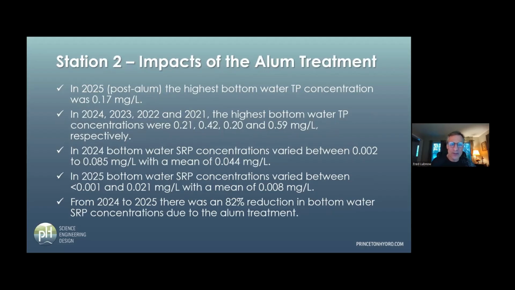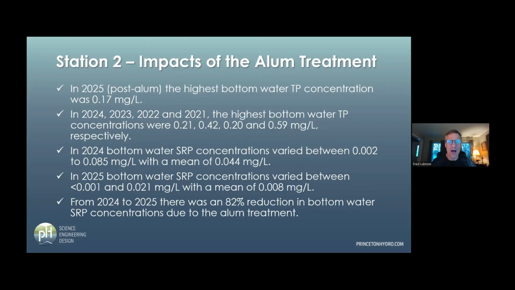I do want to go over some of the data for the alum treatment. Now, we just completed the project report for this, and this was submitted to the commission for their review. But I just want to point out some highlights from the alum treatment. So the alum treatment was conducted in October of 2024. So 2025 was the first post-alum treatment year, and we did see some measurable benefits.